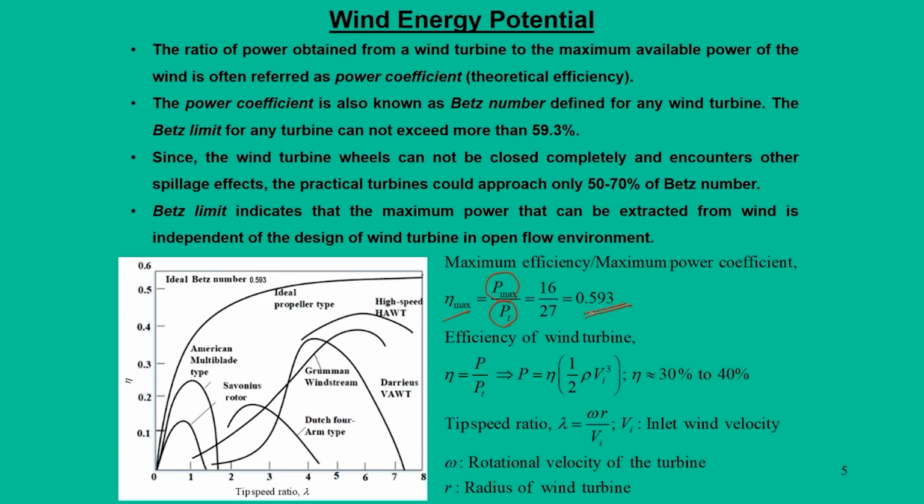And these maximum power coefficients you can see here are independent of any kind of wind turbine blades, independent of materials, or independent of the wind velocity and all. So, that is the reason we put this maximum power coefficient as what is called the Betz number, and that number happens to be 0.593. The Betz limit indicates that the maximum power that can be extracted from wind is independent of the design in an open flow environment, because it is a fixed number.